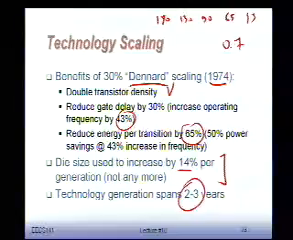Yes? We are scaling down, so why did they increase the die size? Well, it's more functionality. So you get double the number of transistors. And if I can make the die size larger, I get even more functionality. So that was the whole reasoning.